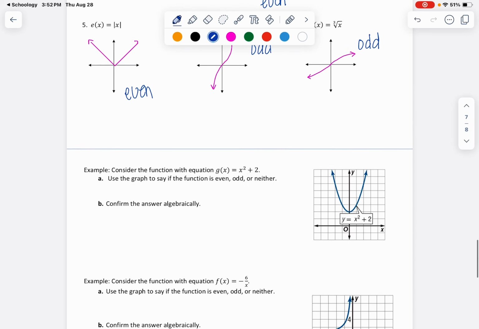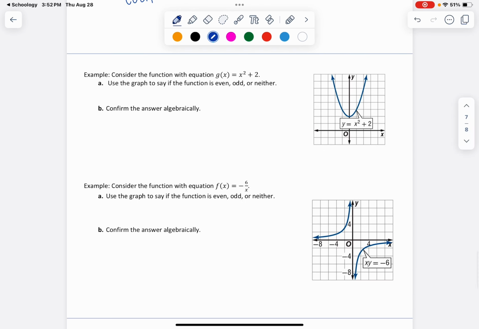Next it says consider the function g of x equals x squared plus 2, and it's graphed to the right there. Notice it's a parabola facing upward, moved up 2 from the origin. Use the graph to say if the function's even, odd, or neither. If you look here, it's got symmetry over the y-axis, so this is even.